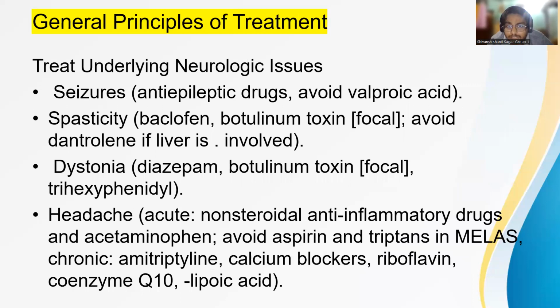There are underlying neurological issues which can cause seizures, which are managed basically with prevention by avoiding valproic acid and some antiepileptic drugs. We have spasticity in these patients. We have dystonia in these patients. We have headaches, which can be managed with acute non-NSAID treatments, avoiding aspirin, in these patients.